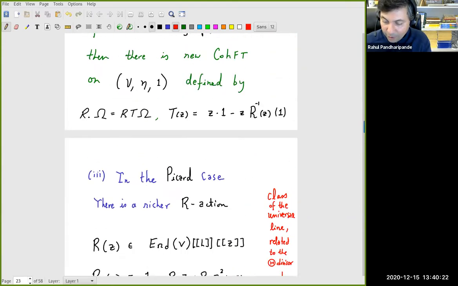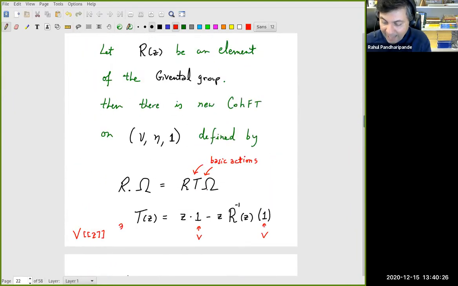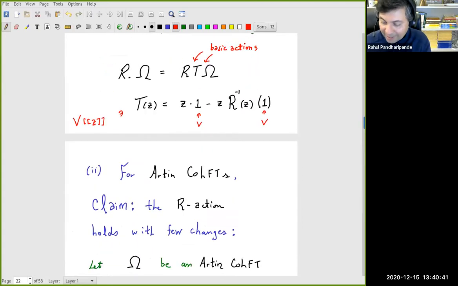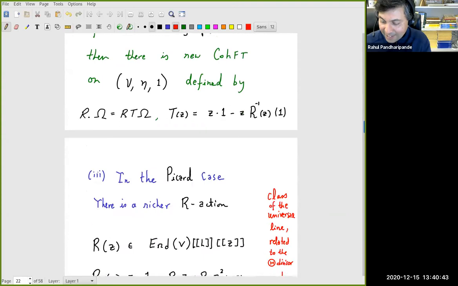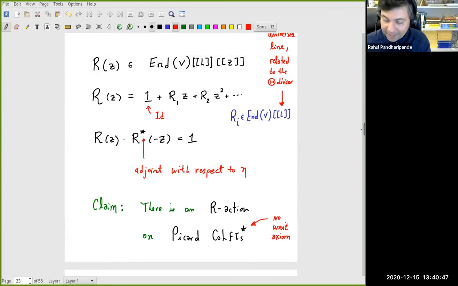In fact, somehow in this statement, there are these actions here, and these individual actions don't fix the unit. Only if you do all of this together with this carefully chosen T do you get the unit to be preserved in all of this. So actually, it's more natural from the foundational sense to think about CoFTs without a unit, and think about the actions there first. So I'm going to think about that. So I have an R action on Picard CoFTs with no unit.